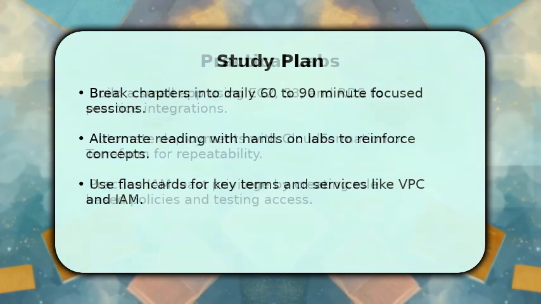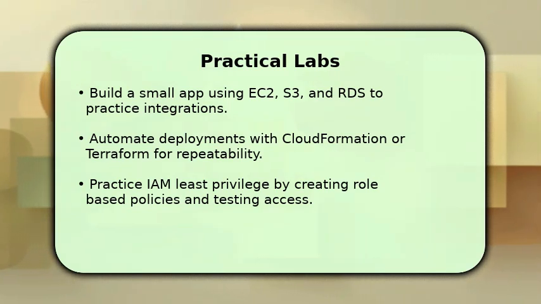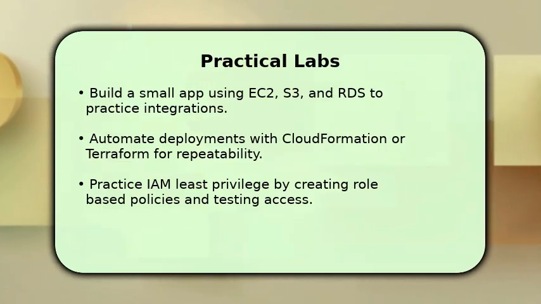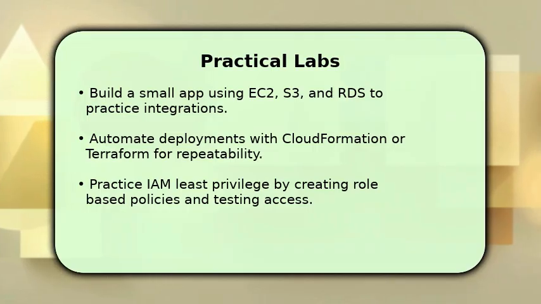Deploy a sample app using EC2, S3, and RDS, then automate it with CloudFormation or Terraform to understand infrastructure as code. Test IAM policies by assigning roles and verifying access patterns. Simulate failures and practice recovery steps to build confidence. Record common errors.